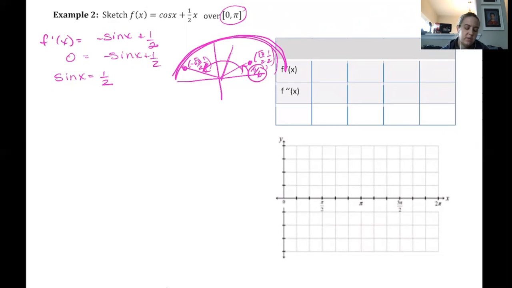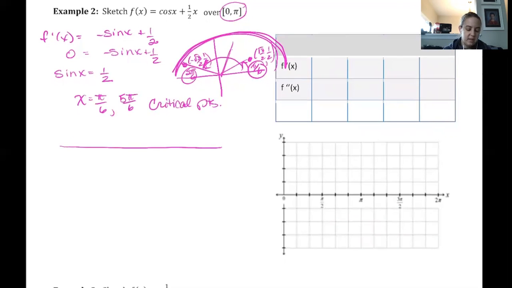And then all the way over here to 5 pi over 6. Yes, the unit circle is something you should definitely have memorized. So x equals pi over 6, x equals 5 pi over 6. These are your critical points. Okay. What else? We have to figure out if those are maximums or minimums, right? So I almost forgot the number line.